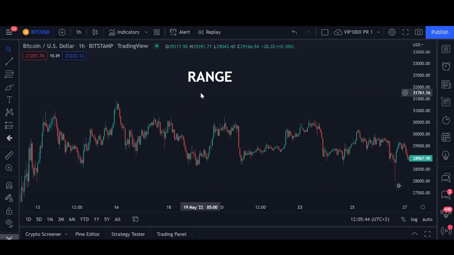Hello everyone! In this video we're going to see how to properly draw support and resistance in a ranging market like this and how to trade it. First thing we are going to do is to find the highs and the lows in the chart.